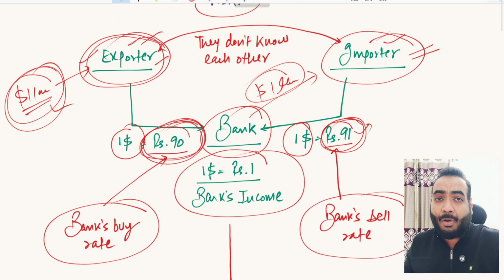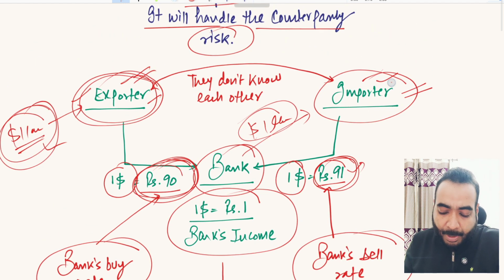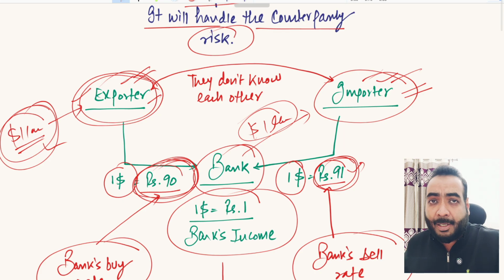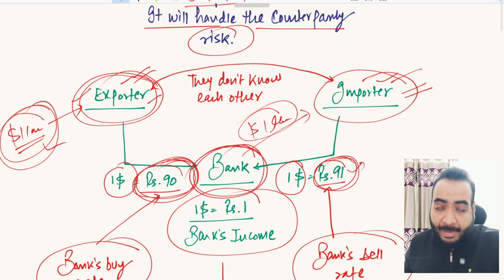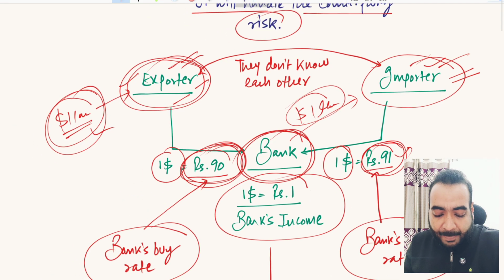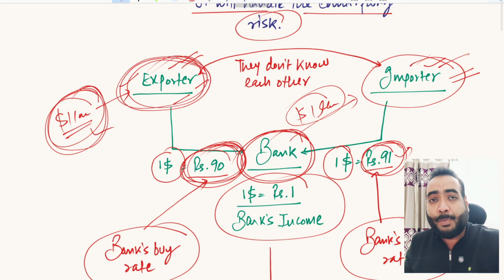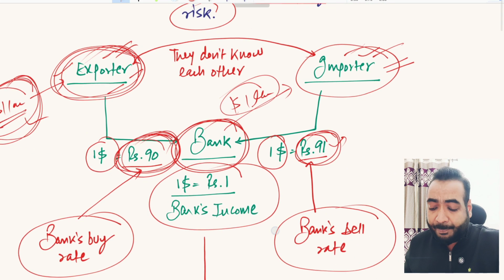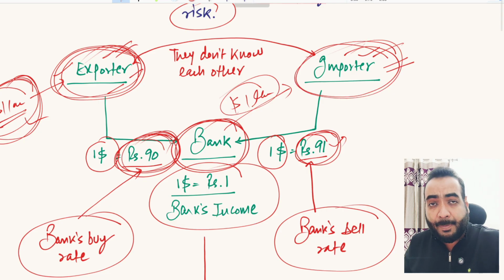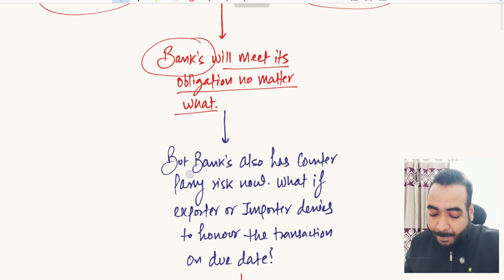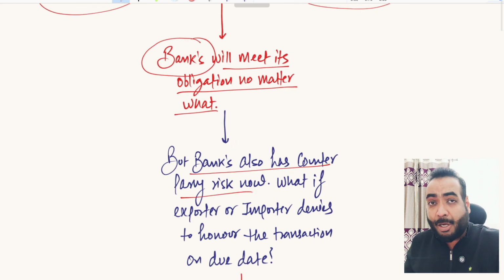But the banker also faces counterparty risk. The exporter and importer are now not facing any counterparty risk, but all of it is faced by the banker itself. The exporter has committed that he will give $1 lakh to the bank after 6 months at 90 rupees per dollar. What if on the due date the exporter backs away from his commitment? What if the importer backs away from his commitment? It will result in huge losses for the bank. So now the counterparty risk has shifted to the bank, and the bank is taking all of it on itself.